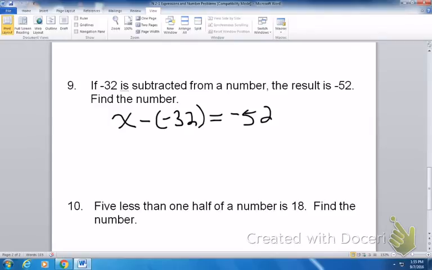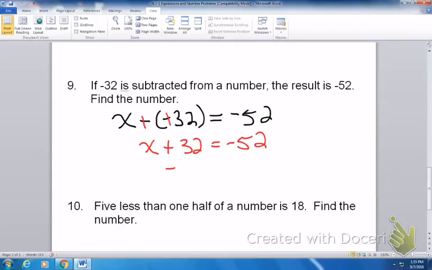Now, I don't know what y'all have heard in 8th grade, but this is the first time we've been looking at this negative times a negative, really. And what we call it in Comanche is a boom, boom. A negative times a negative is a positive, boom, boom. Okay? So I really have x plus 32 equals negative 52.